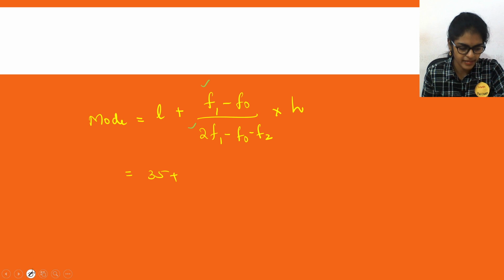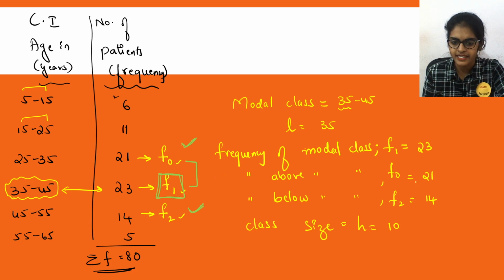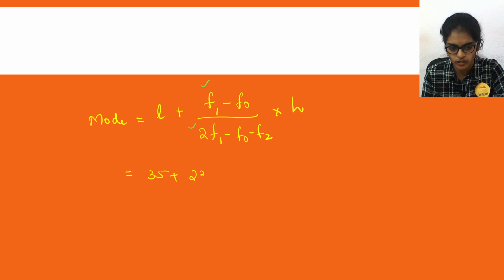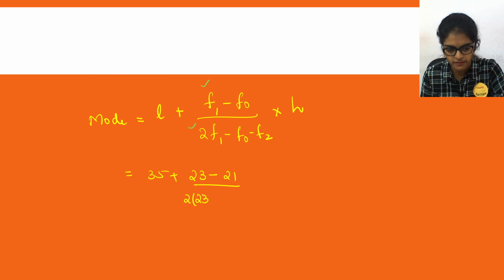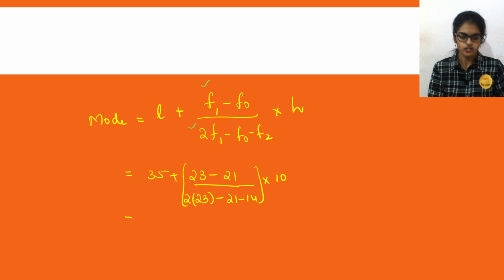So 35 plus F1 is nothing but 23. You have chosen all the values. Minus F0 is 21 divided by 2 times F1, 2 times 23 minus F0 is 21 minus F2 is 14, multiplied by H. How much is H? H is the class size, which is 10. So that is equals to 35 plus.